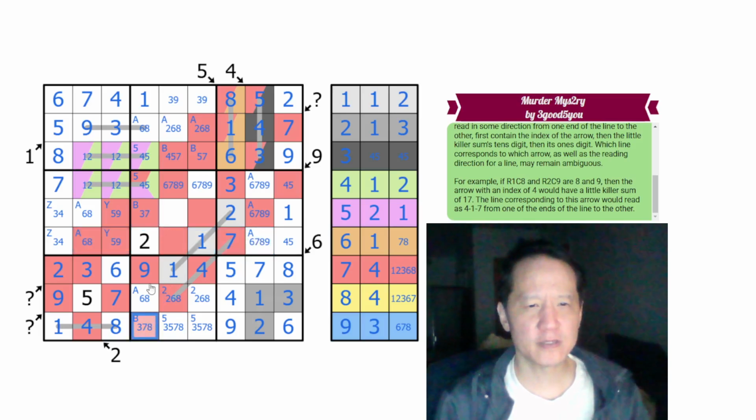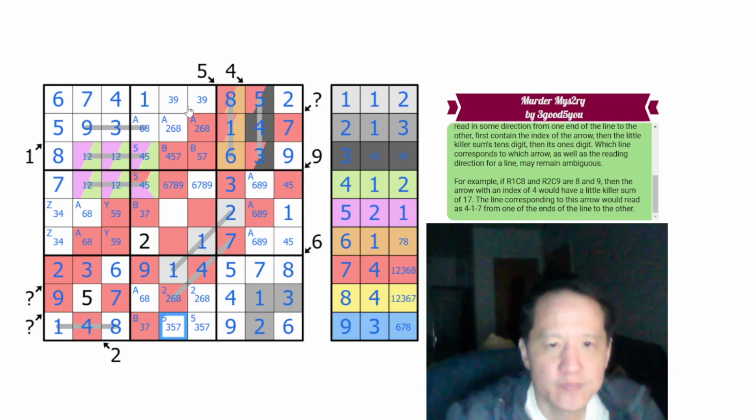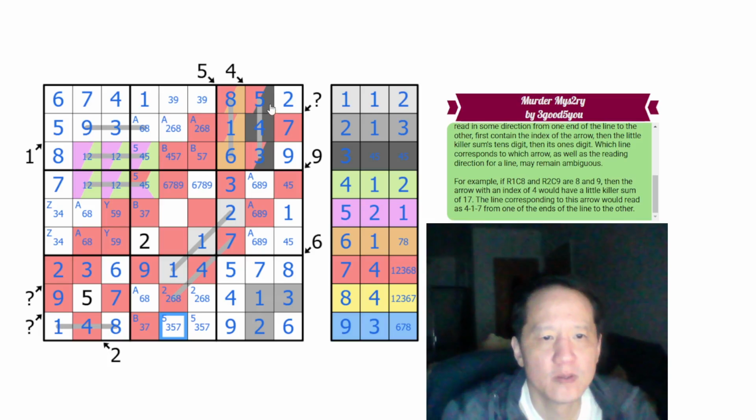So this can't be 8 because of the 6-8 pair in column 4, which eliminates 6 and 8. This can't be 8 anymore because this is 3, 5, 7. Okay, so this can't be 7 anymore. Interesting. Okay, we can delete all the corner stuff because it's not as helpful anymore.